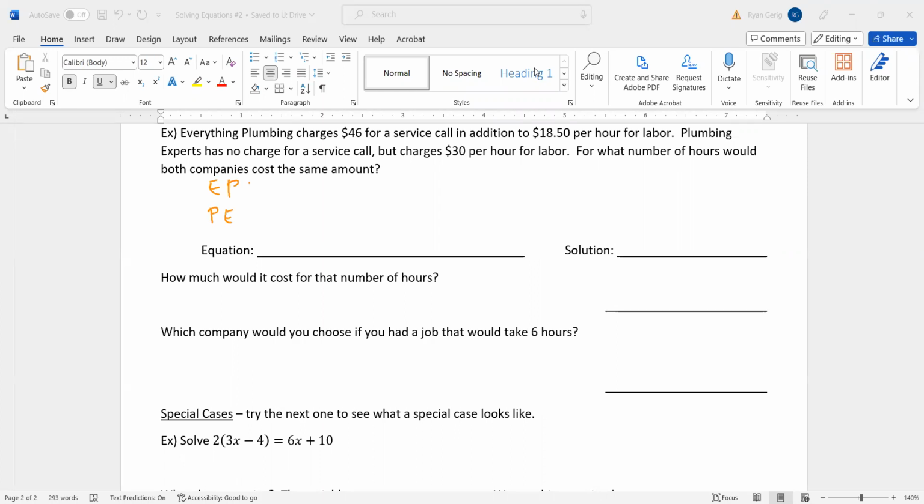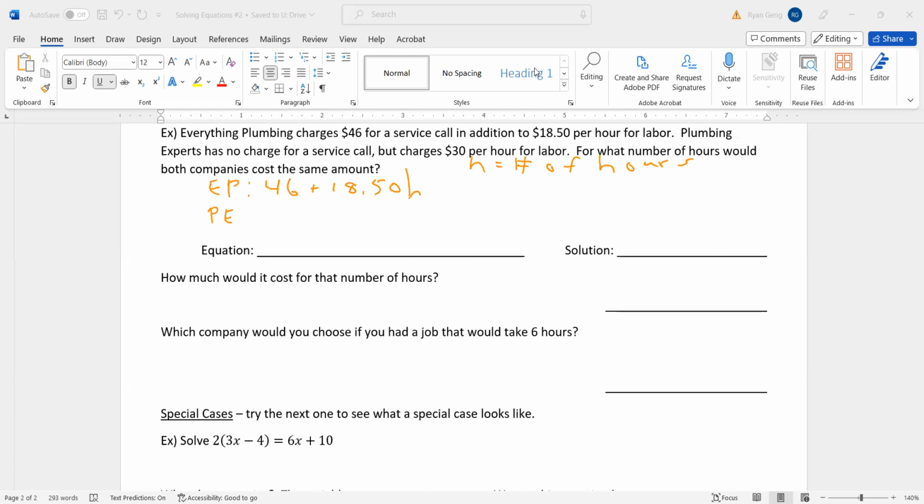So Everything Plumbing, what's their charge? Well, they charge $46 every time, no matter what. But then they only charge $18.50 per hour, where H is the number of hours. So that's what we're looking for, number of hours. So that's going to be my variable. So that expression represents the total cost for Everything Plumbing.